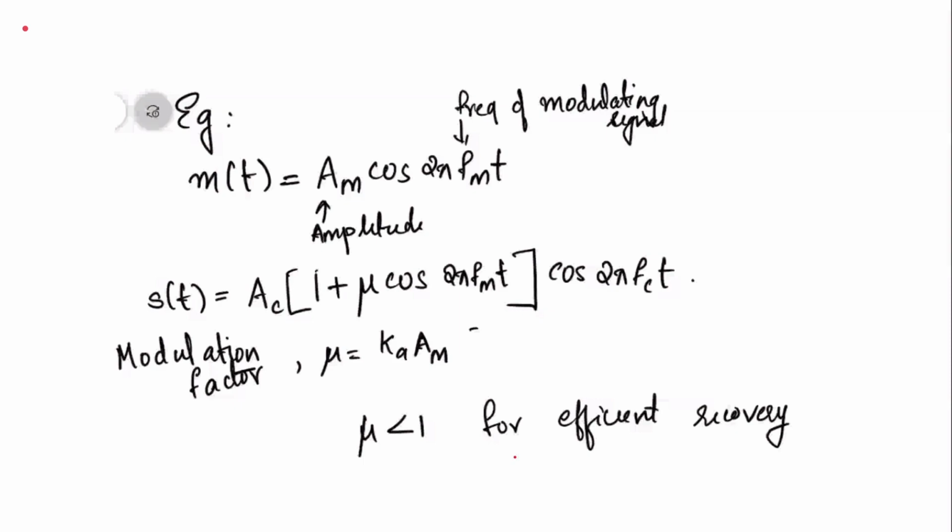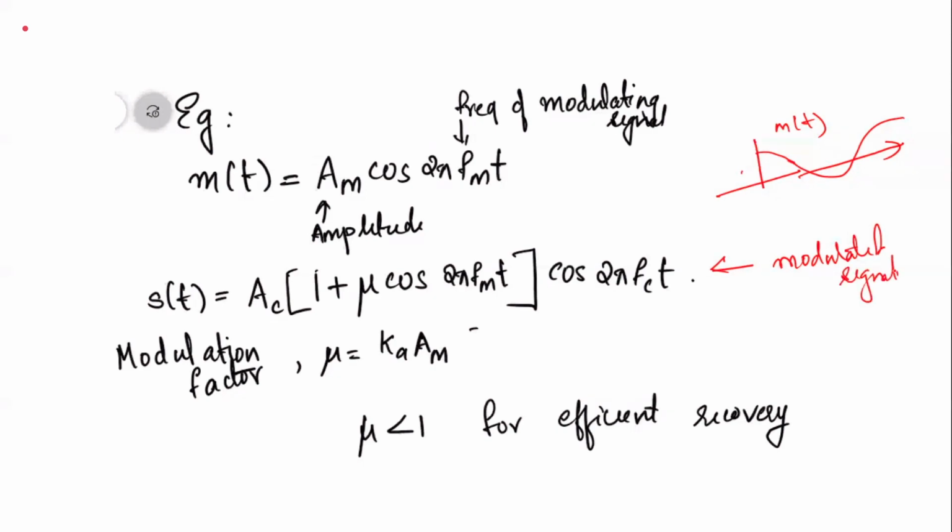So this is an example. You have a message signal, m of t, which is cos 2 pi fmt. Your signal S of t is Ac into 1 plus mu cos 2 pi fmt into cos 2 pi fct. So this is my modulated signal, S of t. This is the modulating signal. And you have a modulation factor, Ka into Am.